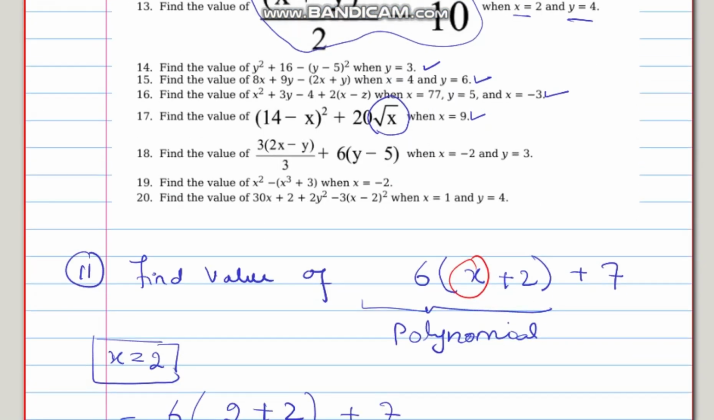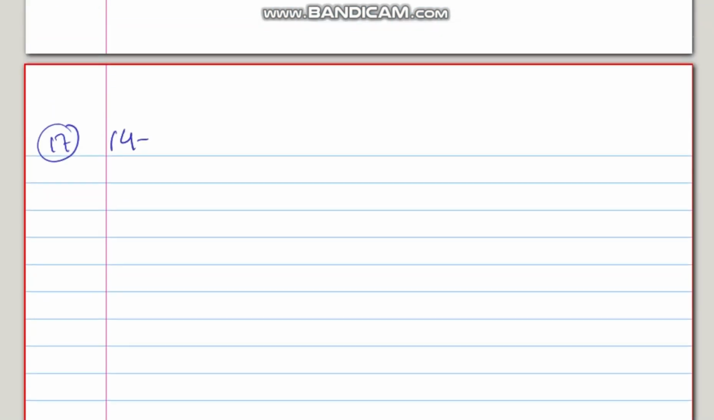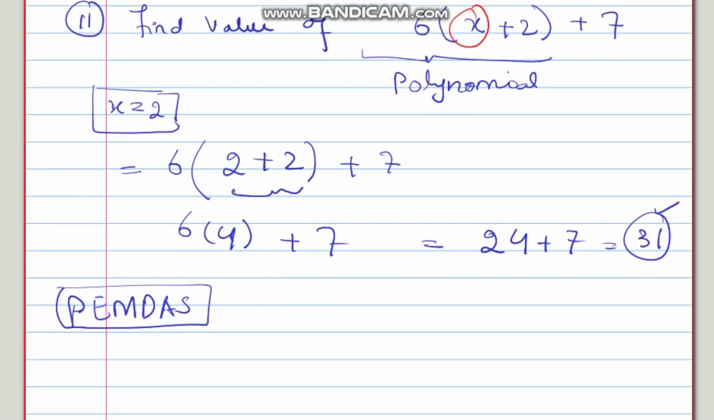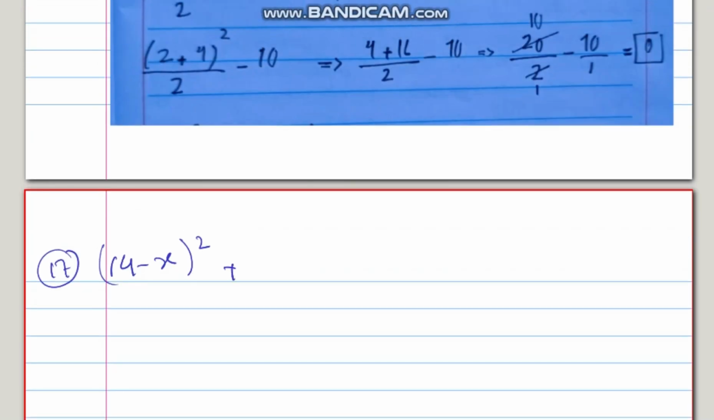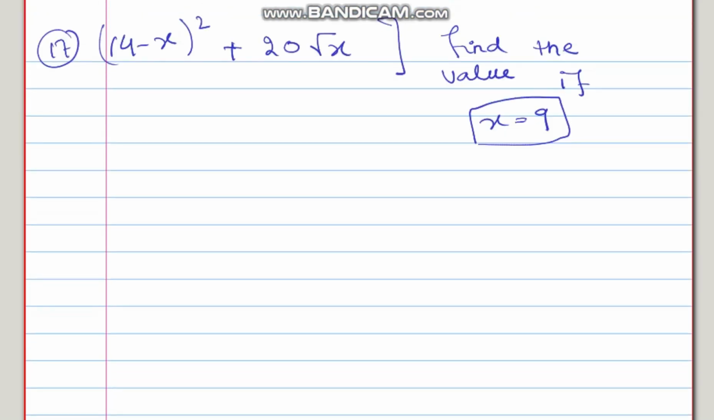The question number 17 is 14 minus x whole square, 14 minus x whole square, plus 20 under root x. So we have this polynomial, and find the value if x is equal to 9. Okay, so please be careful about the solution of these questions because they include the under root.